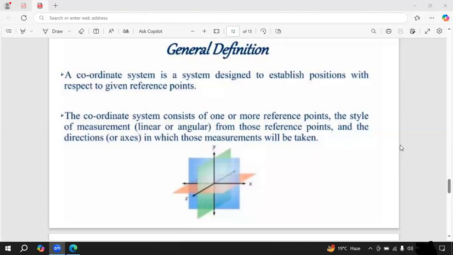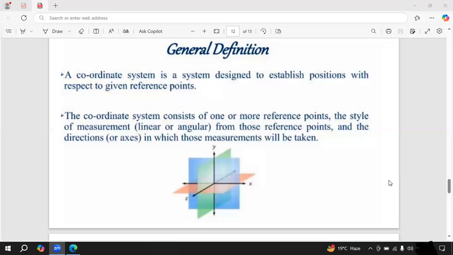So today we are going to learn about the classification of coordinate systems. Before, it is mentioned that a coordinate system is a kind of system that has been designed to establish the positions of anything present on Earth or in the universe with respect to any given fixed reference point.